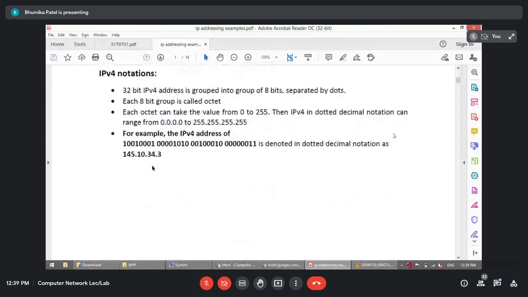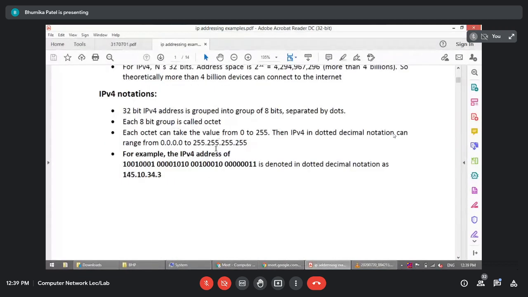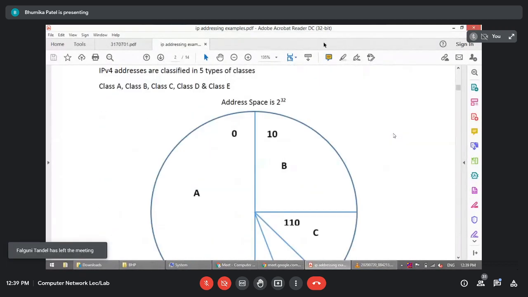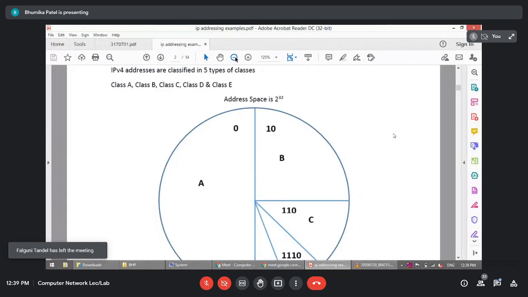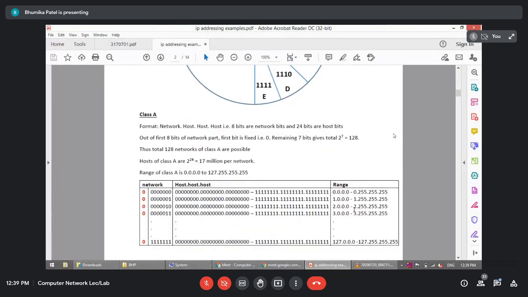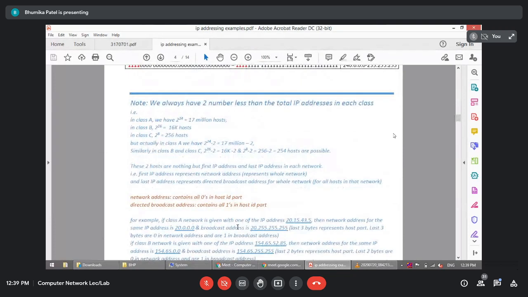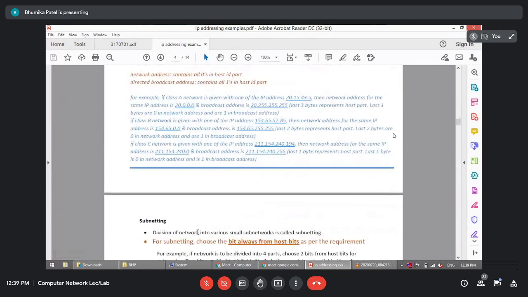So what is internet protocol, address space, IPv4 notations, in which forms you can write, then how to perform the subnetting, or what is classful addressing, how to find the class range. Then here some tips are also given. In class A, we have 24 bits for the host ID, so 2 to the power 24 will be about 17 million hosts.